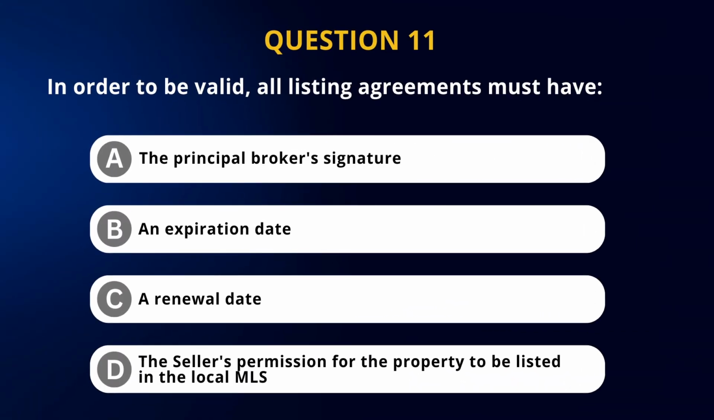Question number 11. In order to be valid, all listing agreements must have letter A, the principal broker's signature. Letter B, an expiration date. Letter C, a renewal date. Letter D, the seller's permission for the property to be listed in the local MLS.